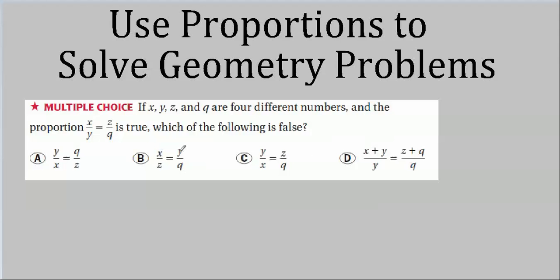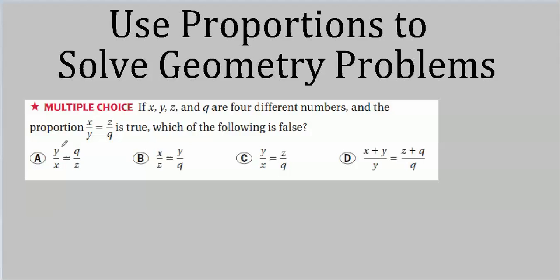This one here, which property does this demonstrate? Let's see here. Looks like we interchanged the means, didn't we? We moved y over here and z down here, and everything else is the same. And we have our second property that we saw today, property of proportions, which says we can interchange the means. So this one is okay.